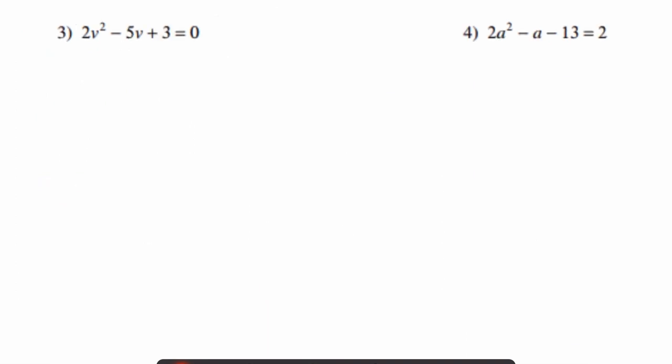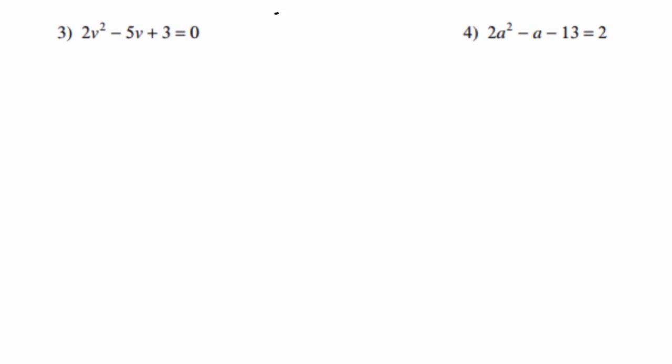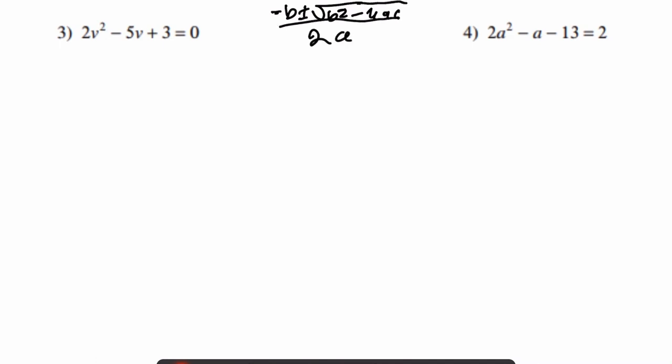So let's rewrite the quadratic formula on top. Negative b plus or minus the square root of b squared minus 4ac all over 2a. So this is helpful to memorize again. So here we can identify our a as 2, our b, sorry, I wrote too big.